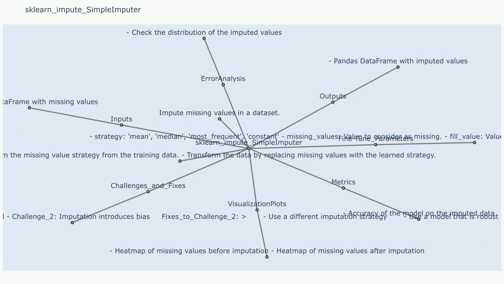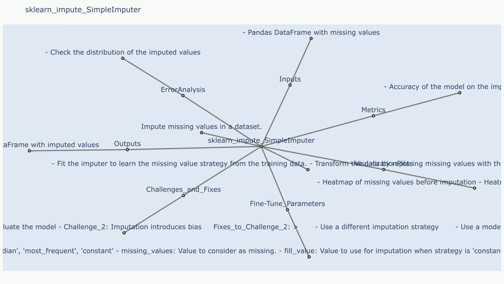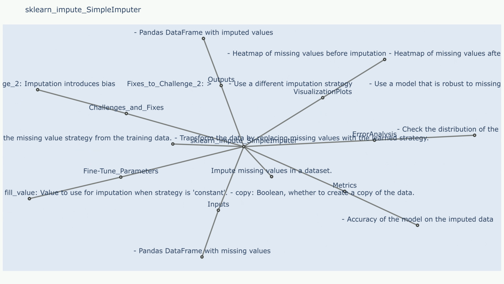Imputation metrics: imputation accuracy. This metric measures the effectiveness of the imputation method. It can be assessed by comparing the imputed values with the original known values. Data distribution preservation: this metric measures how well the imputation method preserves the distribution of the data.